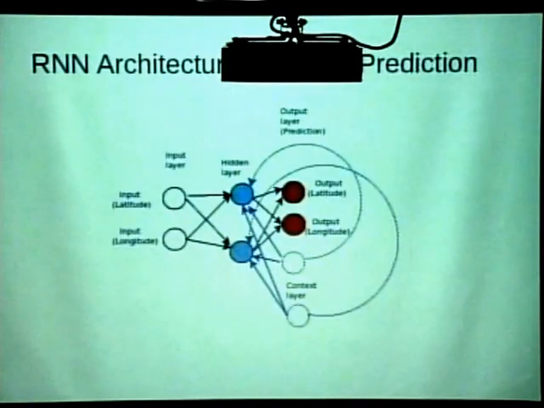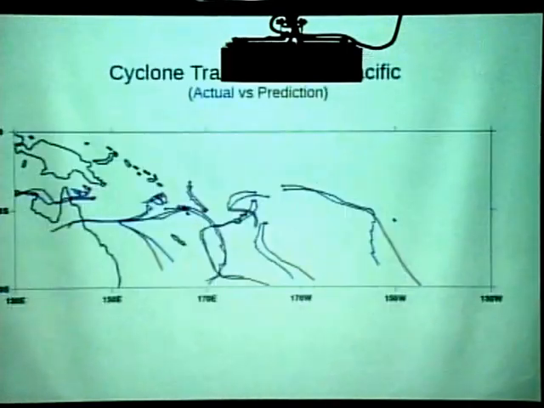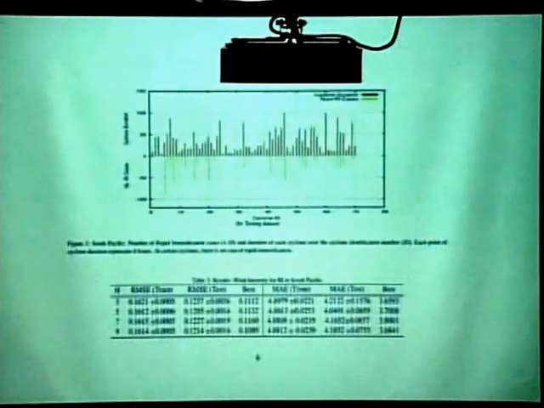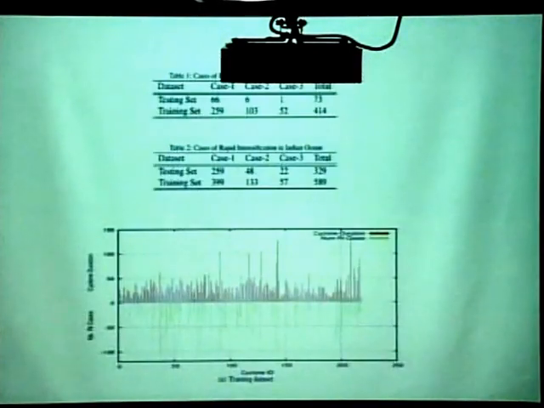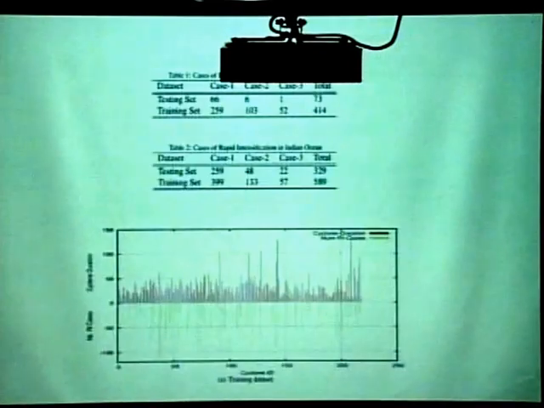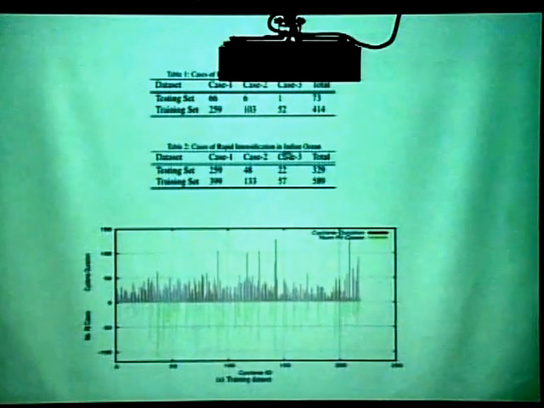Another method was where we did not have the latitude and the longitude, but we just had the wind intensity to check the rapid intensification. Yes, we had a testing data set, and this is for the South Pacific.